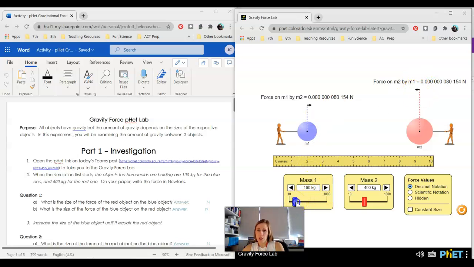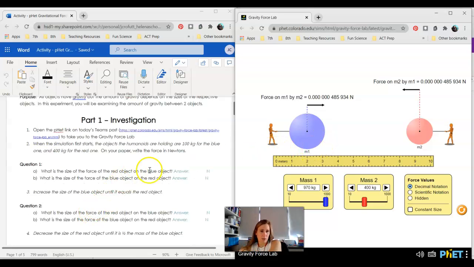I can also change the mass of objects. Now my blue object is larger, okay, but our force is still the same. So regardless of mass, our force is still going to be the same, but in an opposite direction, okay? So let's take a look at question 1. What is the size of the force on the red object?